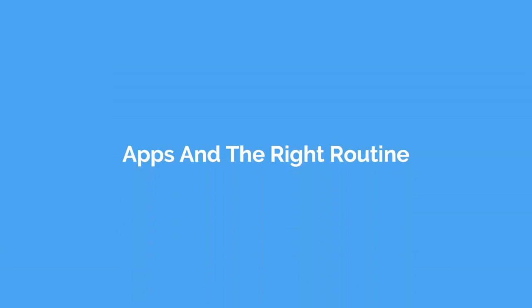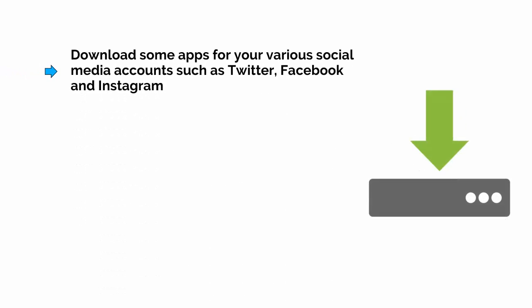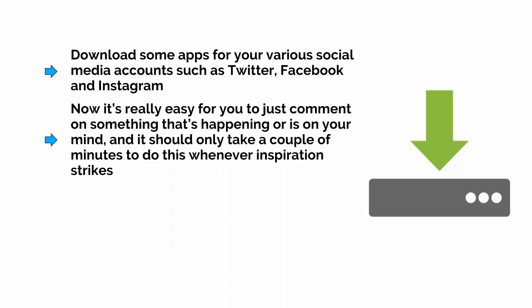There is a way you can create a compromise situation and streamline the process of uploading content and avoiding periods of no new posts, but while still writing it yourself. The simple trick is to download some apps for your various social media accounts such as Twitter, Facebook and Instagram, and the official ones usually work best. Now it's really easy for you to comment on something that's happening or is on your mind, and it should only take a couple of minutes to do this whenever the inspiration strikes.